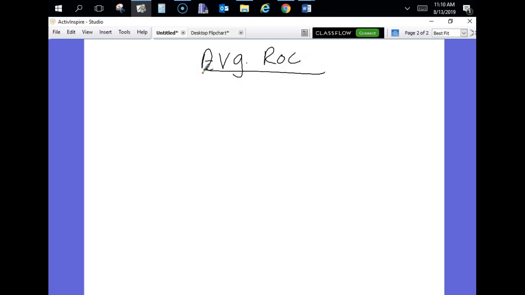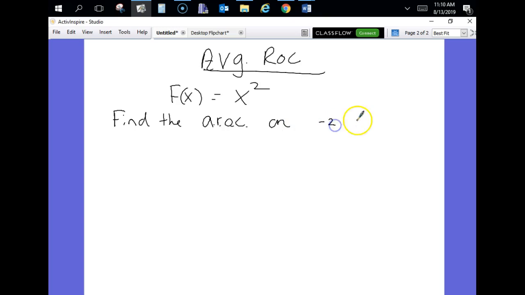Okay, so let's just say I have a function here. I'll make it a really simple one. Why don't I just use x squared? Suppose I wanted to find the average rate of change on the interval from, let's say, -2 to +3. Now, you don't have to graph on this problem, but I just want to give you guys some perspective about what we're doing here.